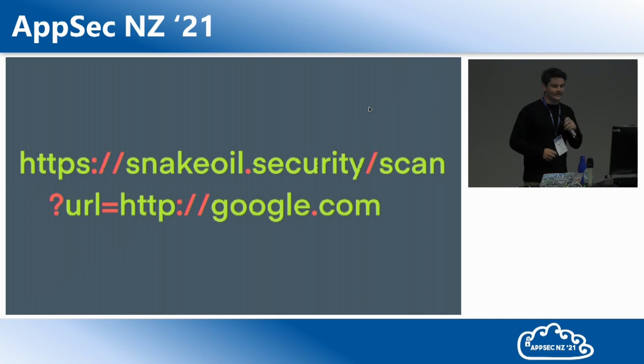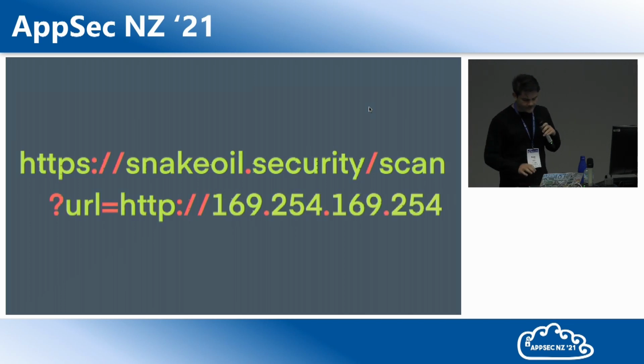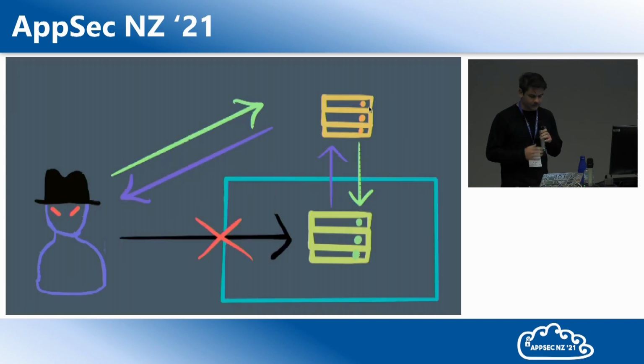Okay, we've got snakeoil.security, it's scanning something like Google, and maybe we tell it, hey, I want you to scan an internal IP address, and suddenly it's returning a report on that, and you're like, this is something interesting, this is a little different. This is basically when SSRF starts to occur. So we've now got our Snakeoil server talking to an internal server that we couldn't access from the internet.